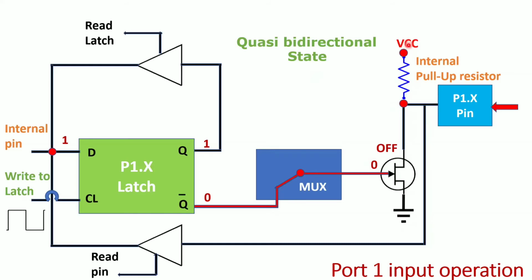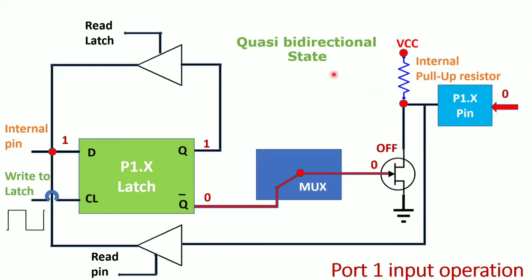So VCC is 5 volts, right? We don't get the actual 5 volts here. You will get most of the time 3 volts or 3.5 volts, and sometimes you will get 0 here. That means it is in the floating state because we have grounded this entire pull-up resistor to your ground. Okay, now whenever it is grounded, that is your quasi bidirectional state.